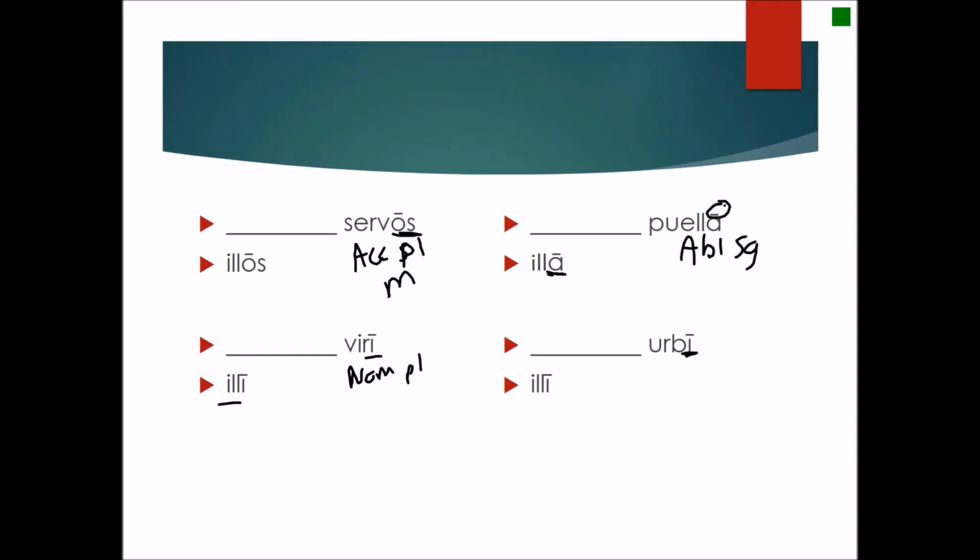And then urbi, which is a third declension word. This I is an indication that it is dative singular, but with the form of ille, that form happens to be exactly the same. So in the dative singular, illi urbi, to that city.